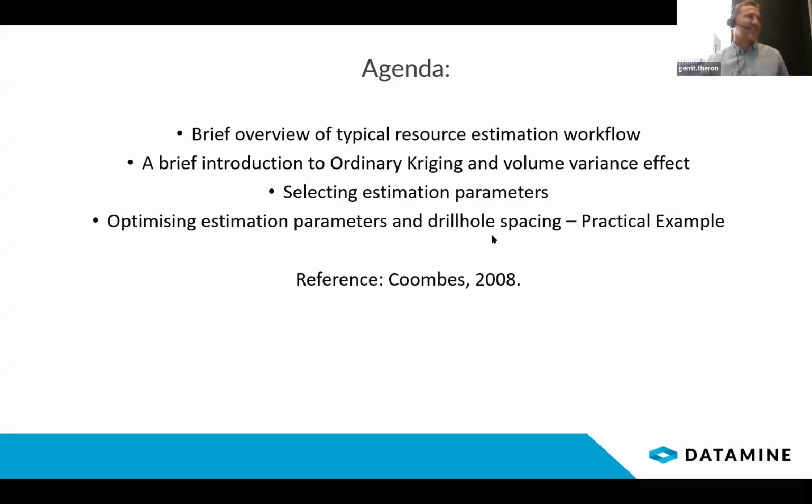Right, so let's look at the agenda. I'm just going to give you a brief overview of a typical resource estimation workflow. Then we'll talk about a little bit of background into ordinary kriging and the volume variance effect, just so that we set the scene for how we are going to optimize our estimation parameters. Then we're going to look at selecting our estimation parameters, the various aspects relating to that, and then we're going to work through a practical example in Supervisor to show you how it's practically done.